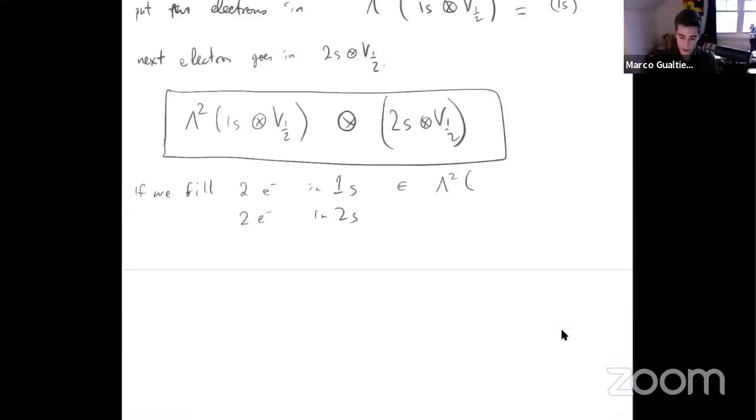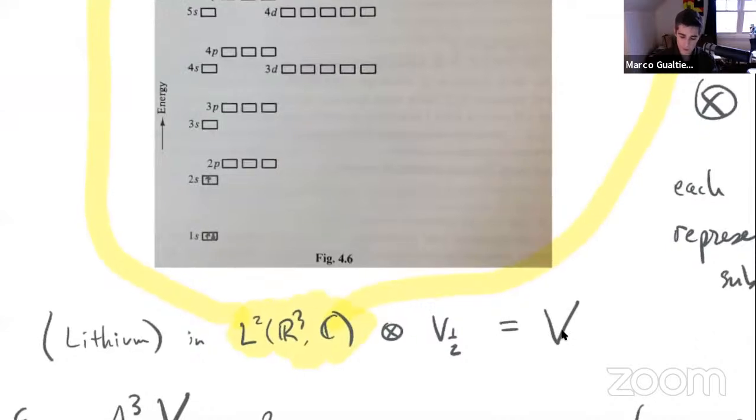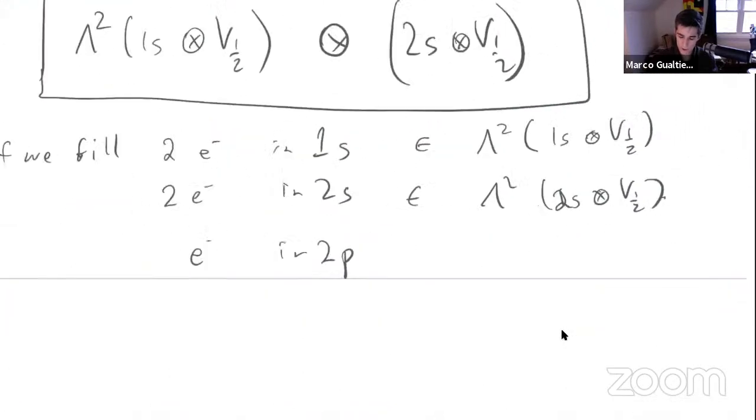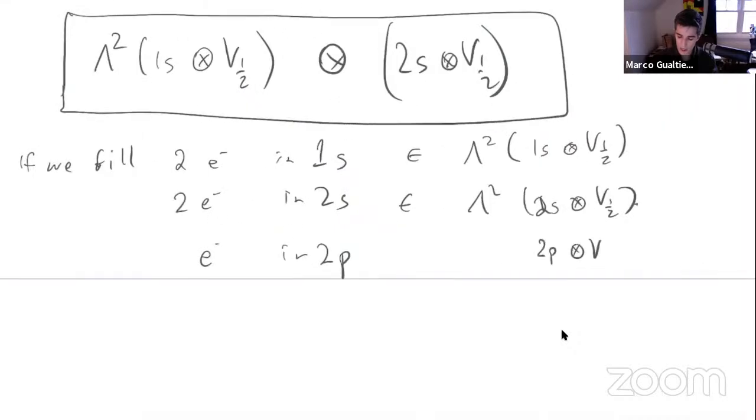So if we fill 2 electrons in 1s, that would be a vector in wedge 2 of 1s tensor V1/2, which has 1 dimension. And then this is wedge 2 of 2s tensor V1/2. But now if we want to put an electron in 2p, that's the way they're labeled up here, this is a three-dimensional subspace of L2 tensored by V1/2. So we get 2p tensor V1/2. And the question is, how many electrons can we put in here?